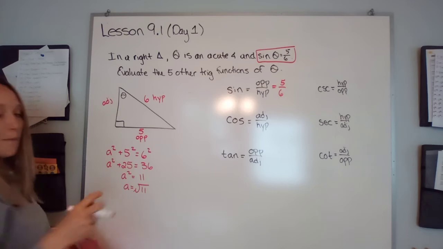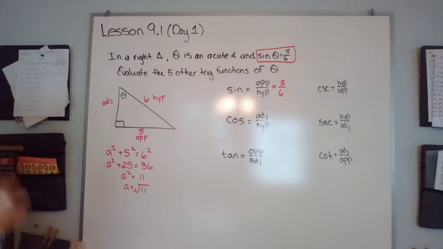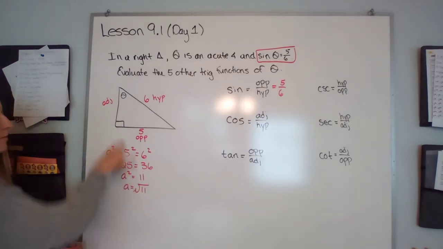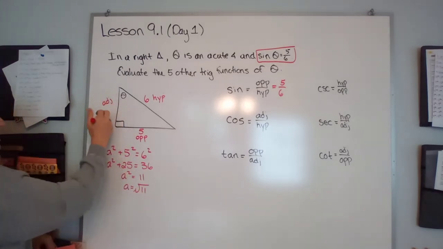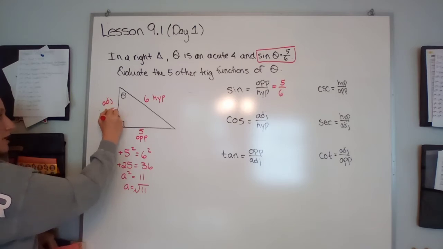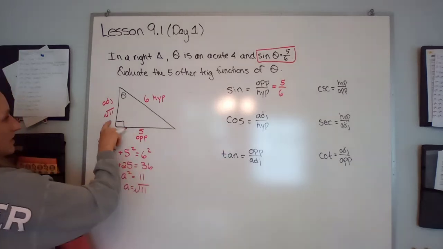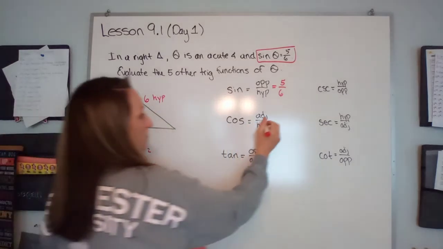By the way, it's not plus minus. Typically, if this was just an algebra problem not related to right triangles, we'd have A is equal to plus or minus root 11. But you can't have a side of the triangle that's negative, so we ignore the negative and just take the positive. Okay. So now I have all my different lengths. I can go in and fill in all the ratios. All right, so cosine is adjacent over hypotenuse, so root 11 over 6.